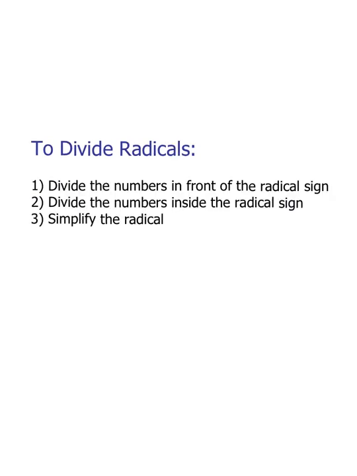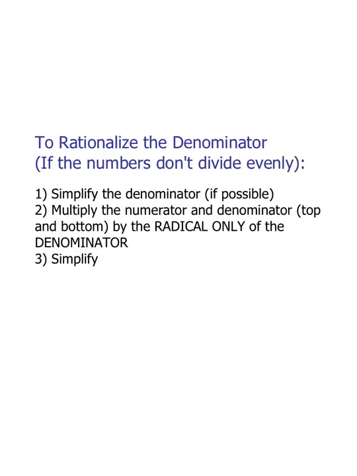So to divide radicals, what you're going to do is divide the number in front of the radical sign, then divide the number inside the radical sign, and then simplify the radical. If you want to rationalize the denominator, we do this when the numbers don't divide evenly. You're going to simplify the denominator, meaning the bottom. Then we're going to multiply the numerator and the denominator, the top and the bottom, by the radical of the denominator, and then we're going to simplify.